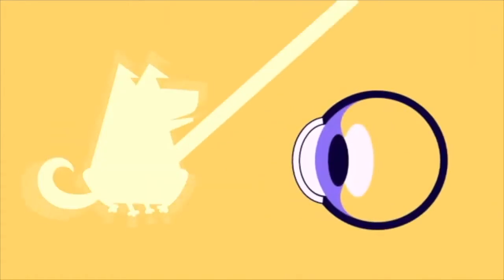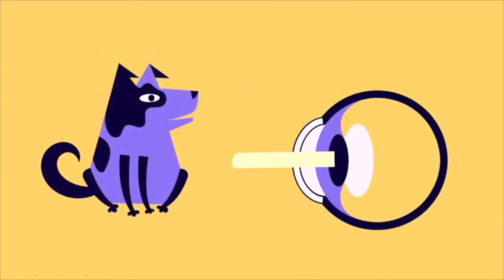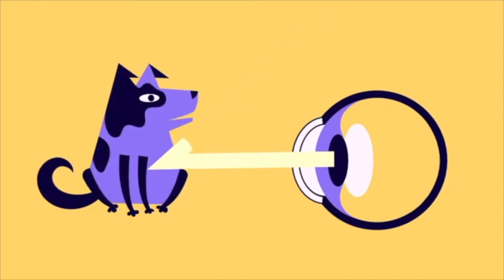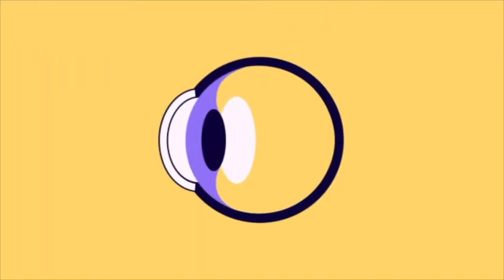Light rays bounce off an object you are looking at. Let's say the object is a dog. The light reflects off the dog to your eye. Then, the light enters through the outer part of your eye, called the cornea.